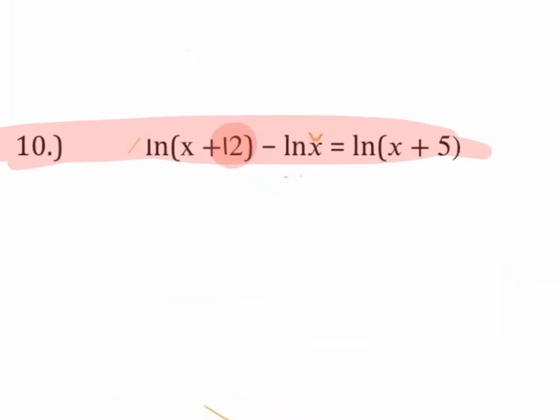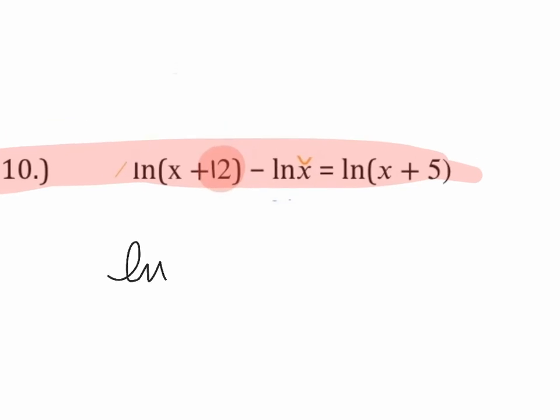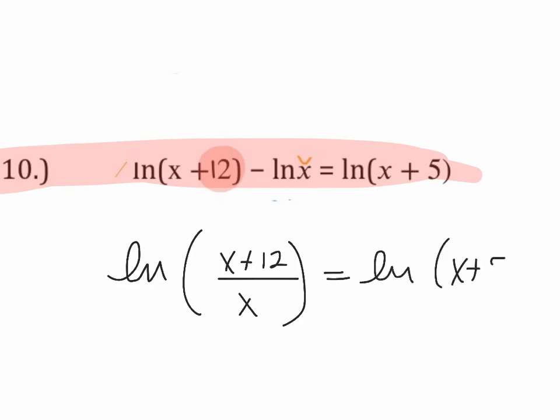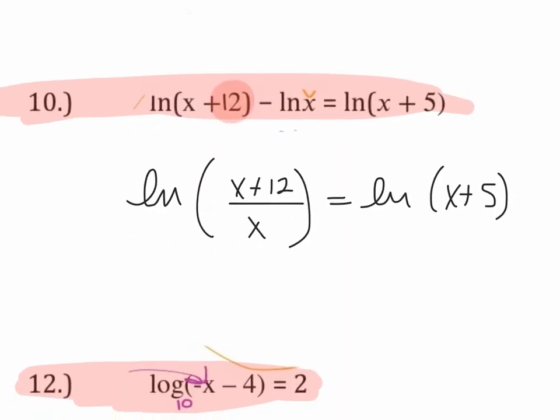All right, 2 more, then we're done. What do you notice? There's LNs everywhere, but is it 1 on the left, 1 on the right? No. So what am I going to do first? I'm going to condense. I'm going to say the natural log of x plus 12 over x. Why did you guys say over x? Because of the minus. Good. Equals the natural log of x plus 5. Agreed? Now what can I do? Now I can cancel out the ln's.